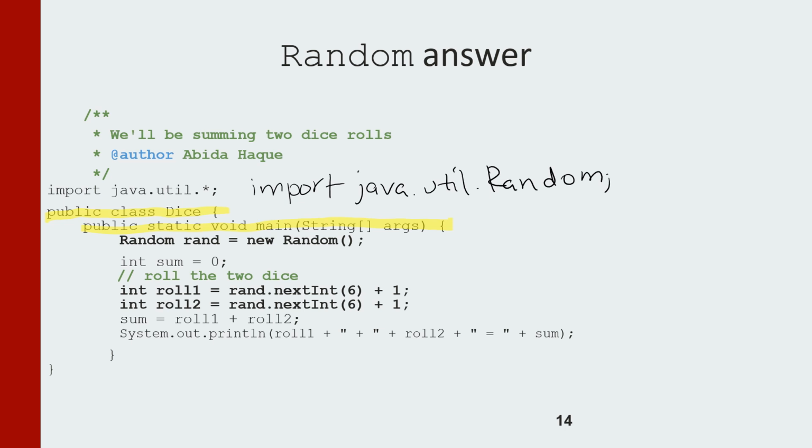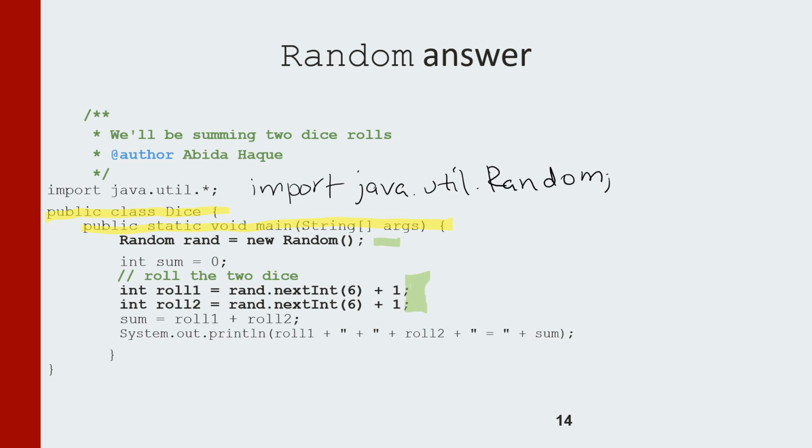And then I'm going to create this new random value. Random rand is equal to new random. And then I'm going to roll the 2 dice. So I'm going to save a value called int sum, and I'm going to do int roll 1 is rand.nextInt 6 plus 1. And you can see that roll 1 and roll 2 have the same kind of code on them because they're doing the same thing. They're both six-sided dice. I'll sum those up and then I'll print out the sum.